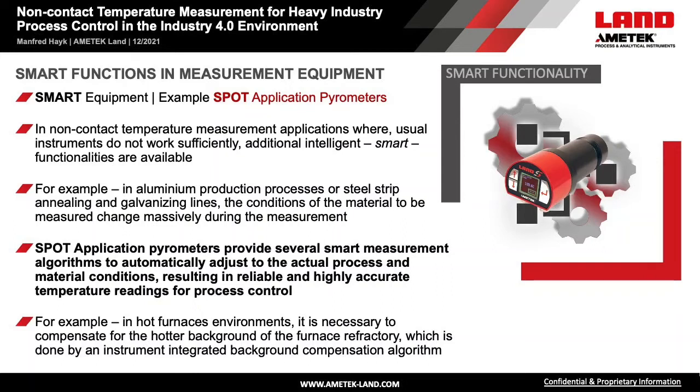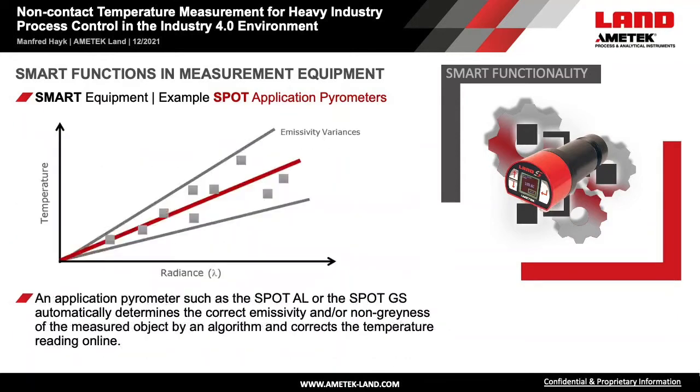In hot furnace environments, for example, it is necessary to compensate for the hotter background of the furnace refractory, which is reflected on the surface of the material to be measured, which is done by an instrument-integrated background compensation algorithm. Standard mono or ratio parameters are typically used in applications where the application conditions or the surface emissivity do not change very much.